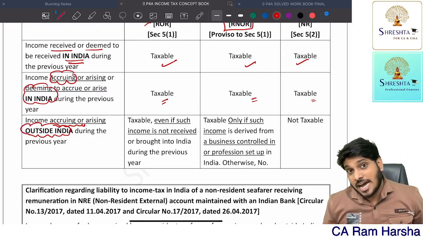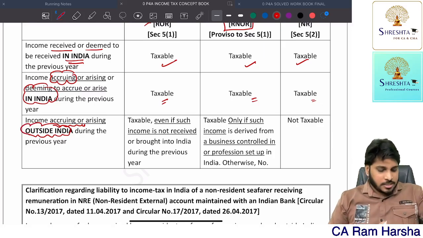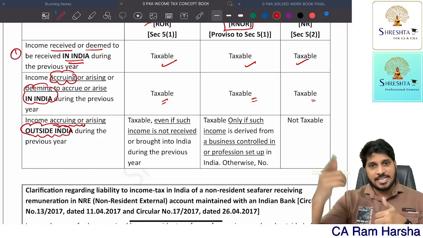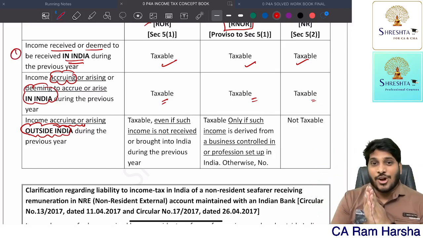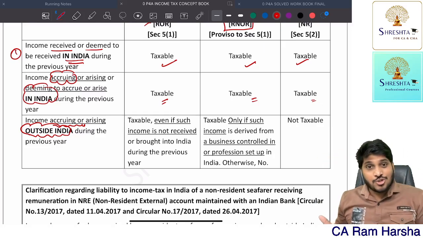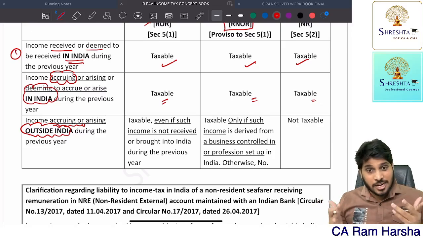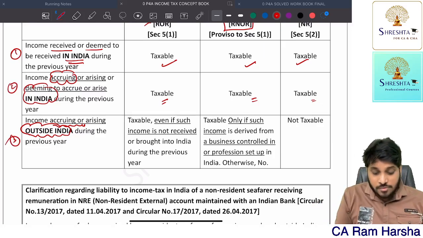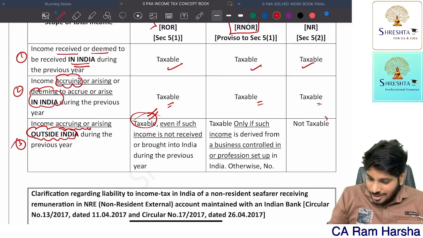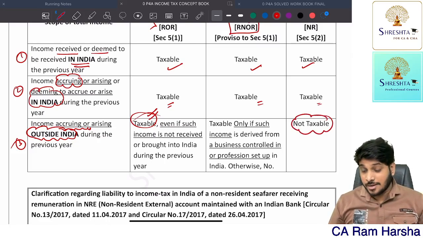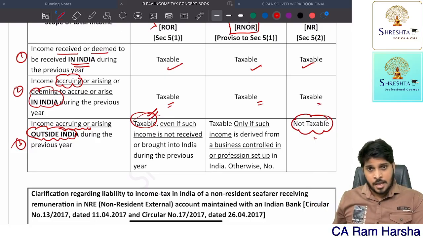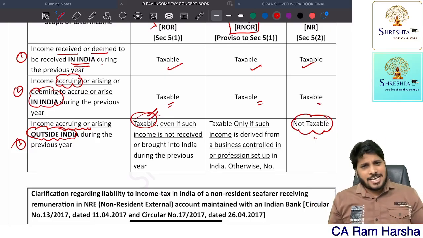Suppose the source is outside India. How do we apply this rule? First we see, is the income received in India? Yes, taxable, no confusion. Sir, it is not received in India. Then second point, is the source of income in India? Sir, it is also not in India. Then we don't apply these two. Then we will see the third one: is the source of income outside India? Yes, sir. Taxable for resident, not taxable for non-resident. For a non-resident, it is not taxable if the source of income is outside India. If at all receiving is in India, it is again taxable.